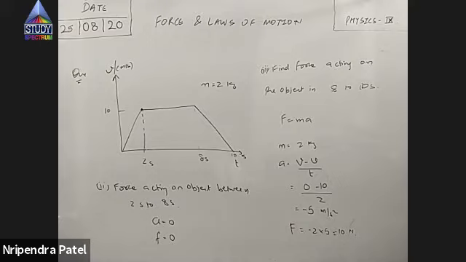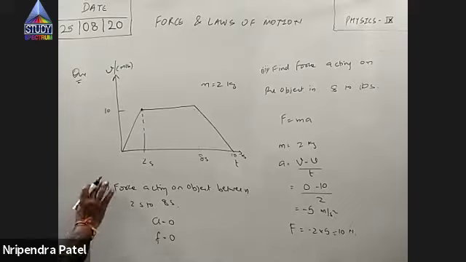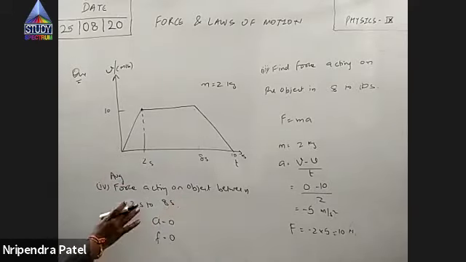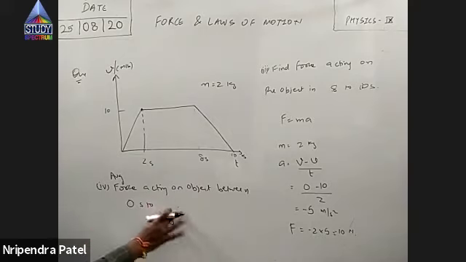Is it clear? Yes, sir. Now one more question I'll add to it. Average force acting on object between 0 seconds to 10 seconds. In the first 2 seconds the force is x, in the last 2 seconds the force is x. Between 2 to 8 seconds there is no force acting on it. The question is, what is average force acting on the object?